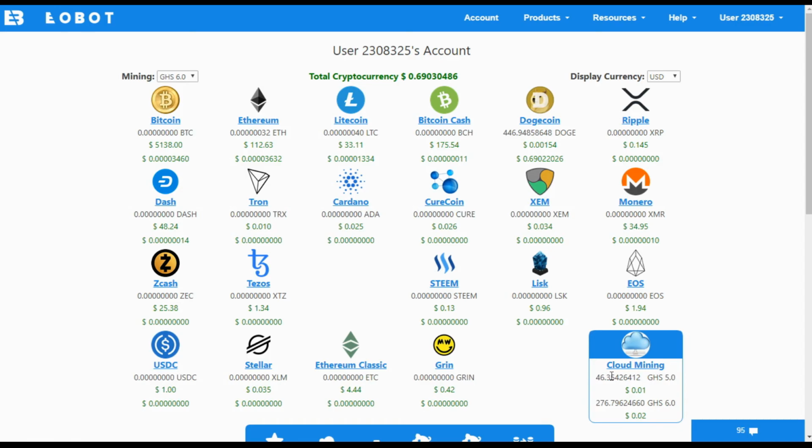What I might do is drop them an email and see if they can give me some idea of what the procedure will be. But all of you that are currently using Eobot, regularly check your account and regularly check the news section for any updates on what is going on with their 5.0 gigahash, because obviously I don't want you guys losing out here. So just make sure you're checking in and keeping an eye on what is happening.